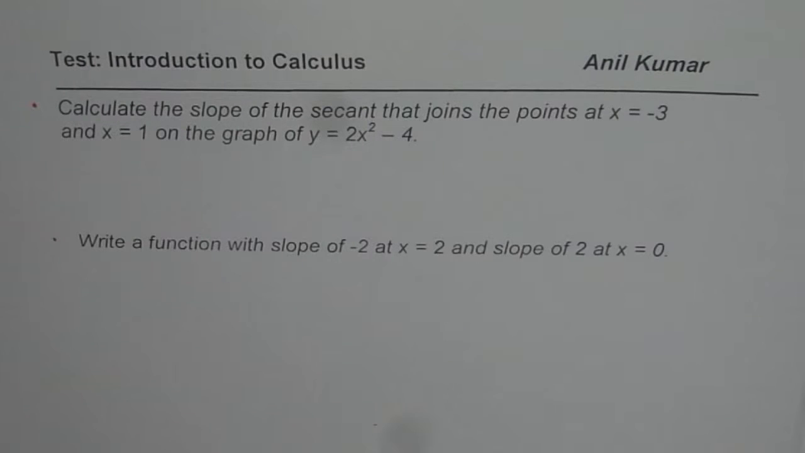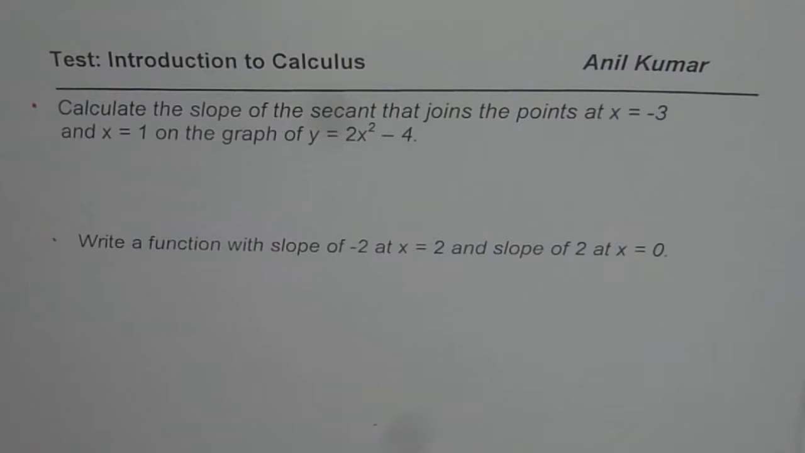First one here is, calculate the slope of the secant that joins the points at x equals to minus 3 and x equals to 1 on the graph of y equals to 2x squared minus 4. So that is the question for you.